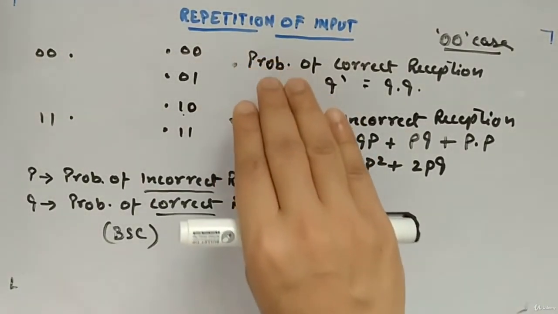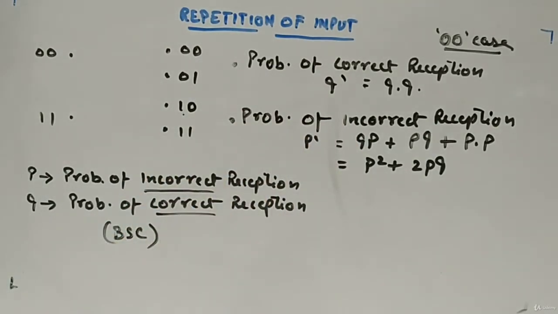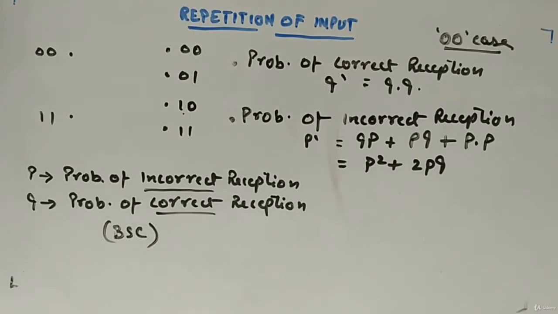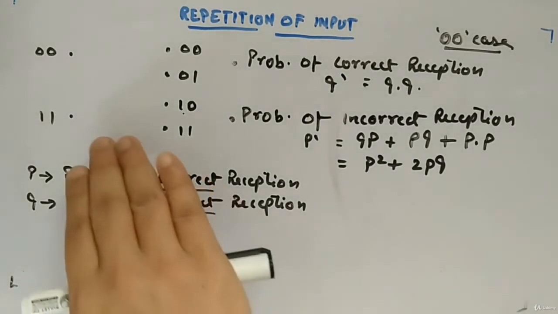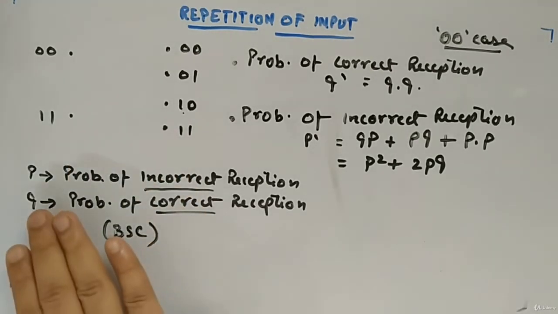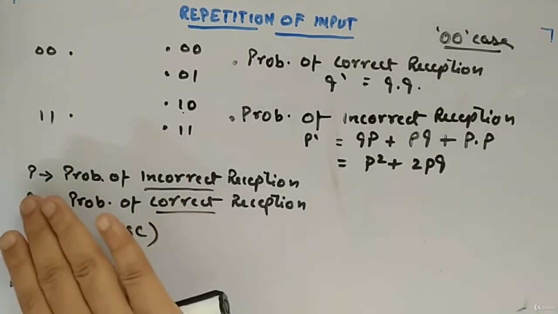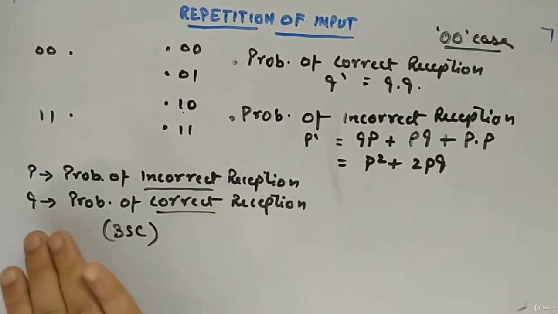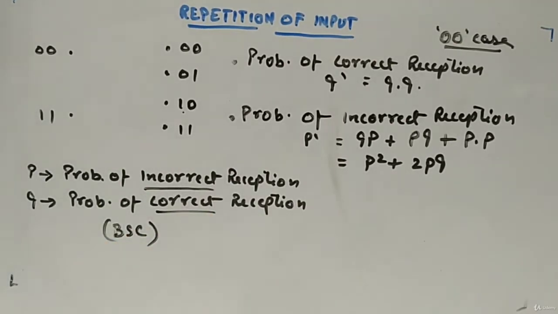Now let's look at the analysis of this kind of channel. What you can see here is I am trying to frame this scenario as a binary symmetric channel. This time I'm assuming P as my incorrect reception probability and Q as my correct reception probability. Binary symmetric channel, the normal binary symmetric channel that we have.